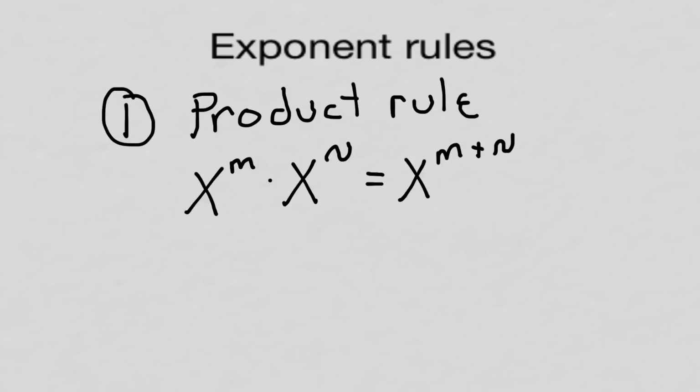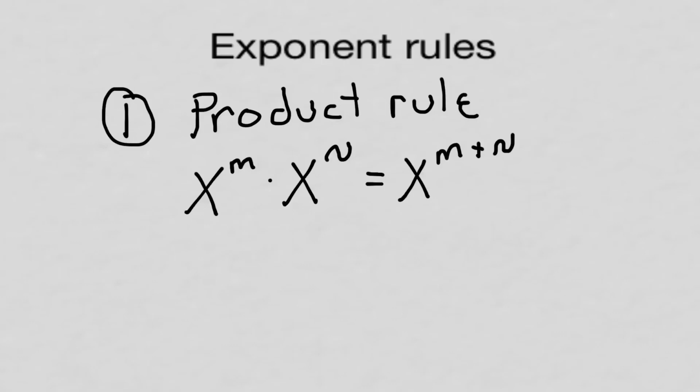Now after the quick review, we're going to talk about our first exponent rule. The first exponent rule is the product rule. That is x to the m power times x to the n equals x to the m plus n. Now, I know when you first look at this it looks confusing. You need some examples to show you that it's really not that bad.